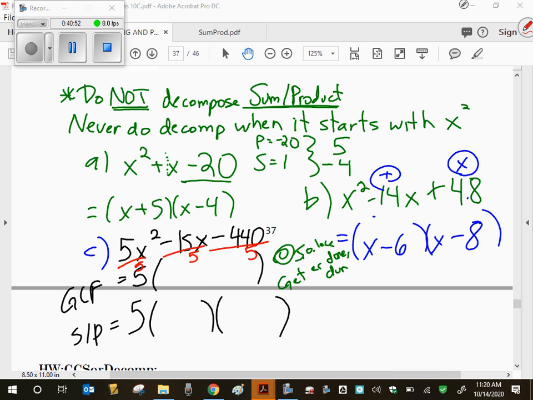When you divide everything by 5, you get x squared, subtract 3x, subtract 88, and 88 should definitely make you think of 11 times 8. So two numbers that multiply to negative 88 and add to negative 3. Sum is negative, the big number is negative. So negative 11 and plus 8. Don't forget to bring down the 5. Don't lose that 5, or it is not equal.